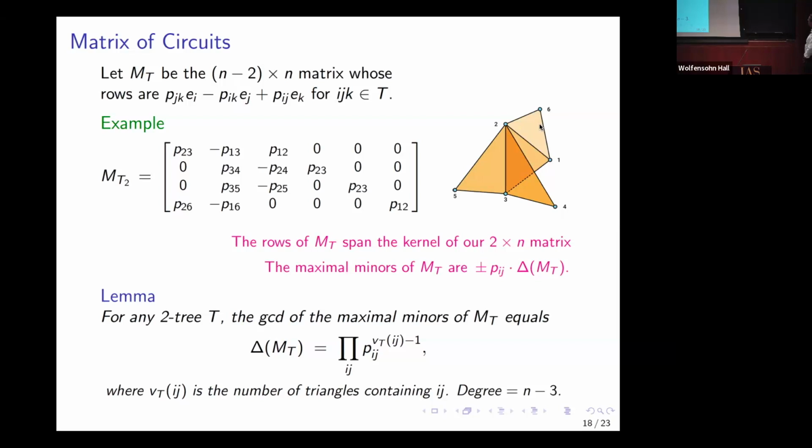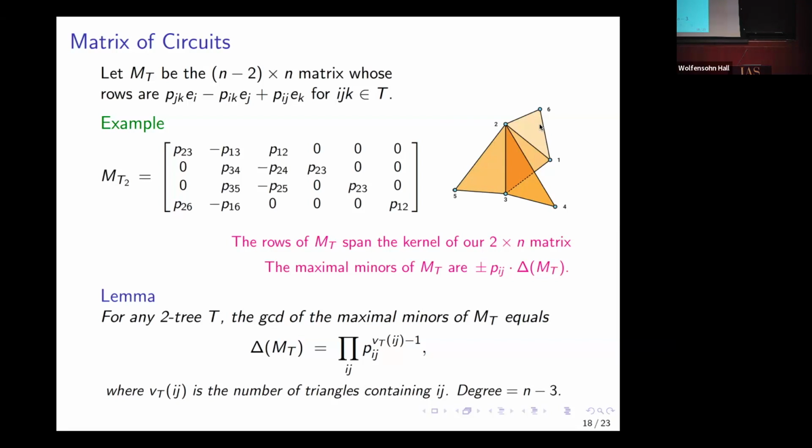Now, because that is so, the maximal minors have a very particular structure. If you delete 2 columns, the i and j columns of this matrix, then you get a square matrix. And the determinant of that square matrix, up to sign, is p_ij times some global determinant delta. So delta is the greatest common divisor of all the maximal minors of this matrix.